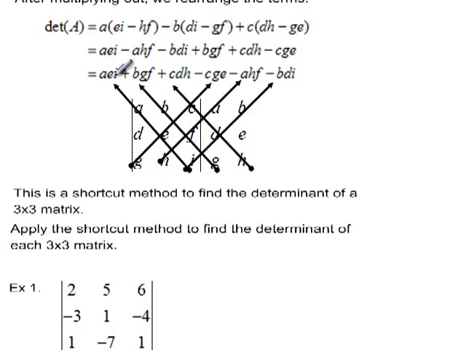Turns out AEI is like the product of the entries along the first diagonal. BGF will be the entries along the second diagonal, CDH the third diagonal, and they are all positive. If you go the other way, CEG, okay, and then AHF and BDI, and they will be negative. So this will be the shortcut method.